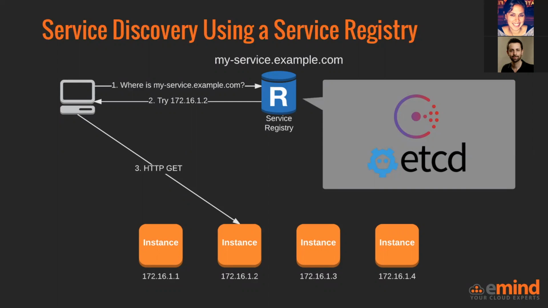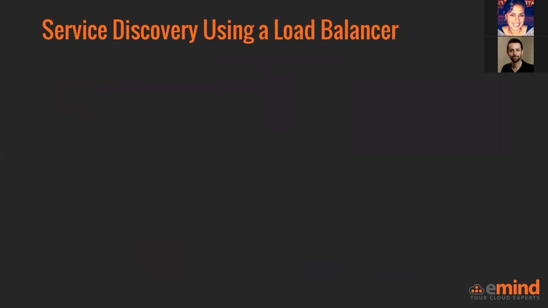So in this example, we can see that the client asks the service registry where a certain service is. The registry replies with an IP address, and the client can now send the request directly to a node, which can provide the service. Now, this topology, as a side note, is called client-side service discovery. There is also server-side service discovery.